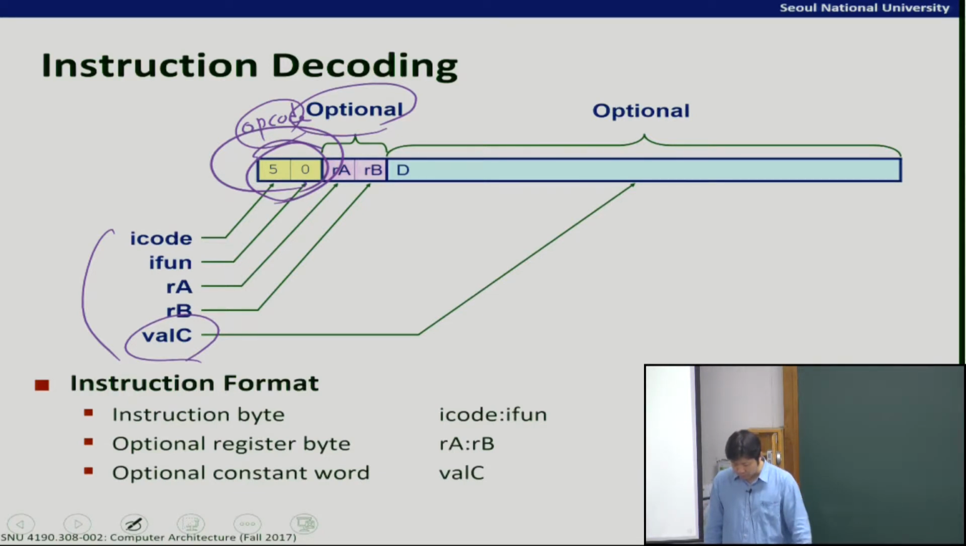So the instruction format looks like this. The instruction byte, or opcode, has two fields, ICode and IFUN, and the optional register byte has two fields, RA and RB. And finally, the optional constant word is val C. Okay, those are the fields we actually have in any instruction.